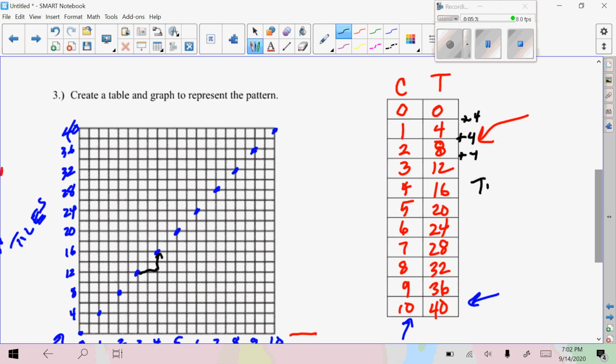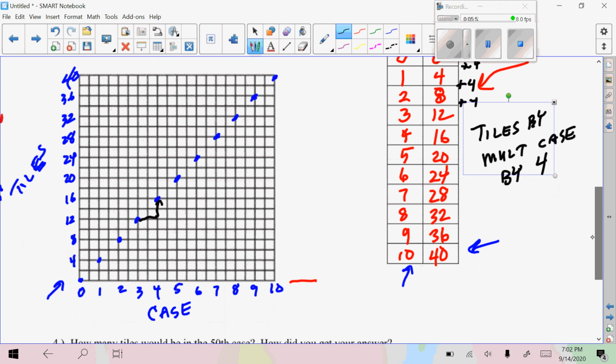You can get the number of tiles by multiplying the case number by 4. Now, what we really want to learn how to do in algebra is how do you turn that into an equation? And what we'll do is we'll use T to represent tiles. We'll use C to represent case. And so multiplying the case by 4 will look like 4 times C.